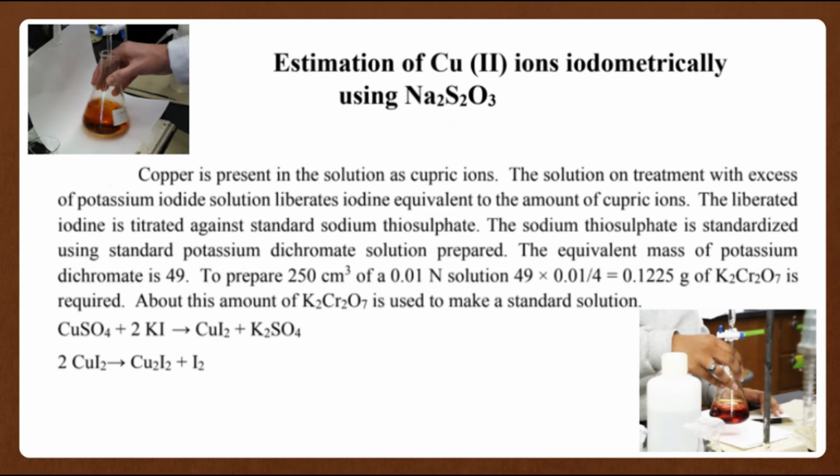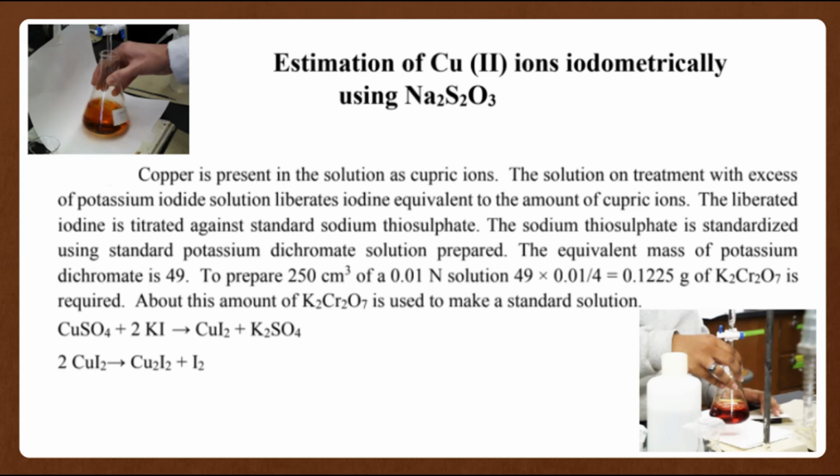Estimation of copper(II) ions iodometrically using Na2S2O3. Copper is present in the solution as cupric ions. The solution on treatment with excess of potassium iodide solution liberates iodine equivalent to the amount of cupric ions. The liberated iodine is titrated against standard sodium thiosulfate.